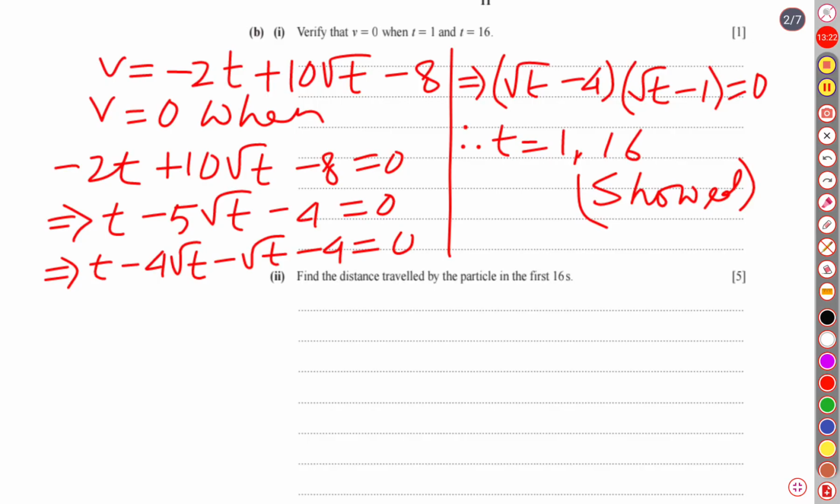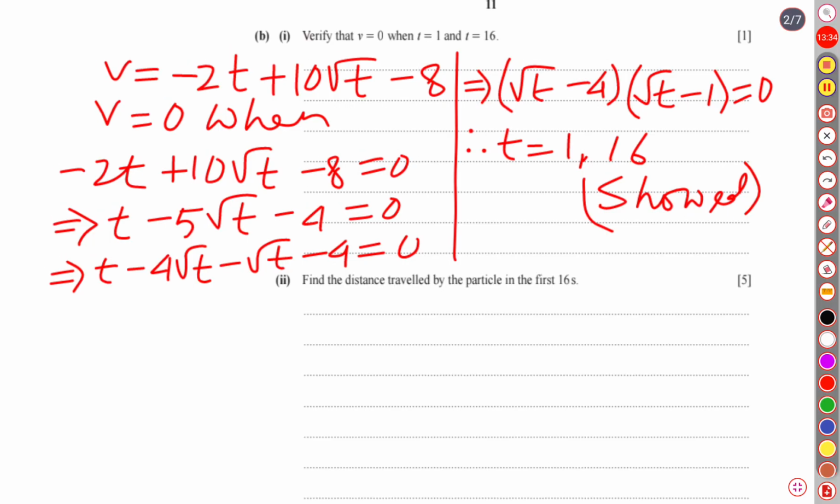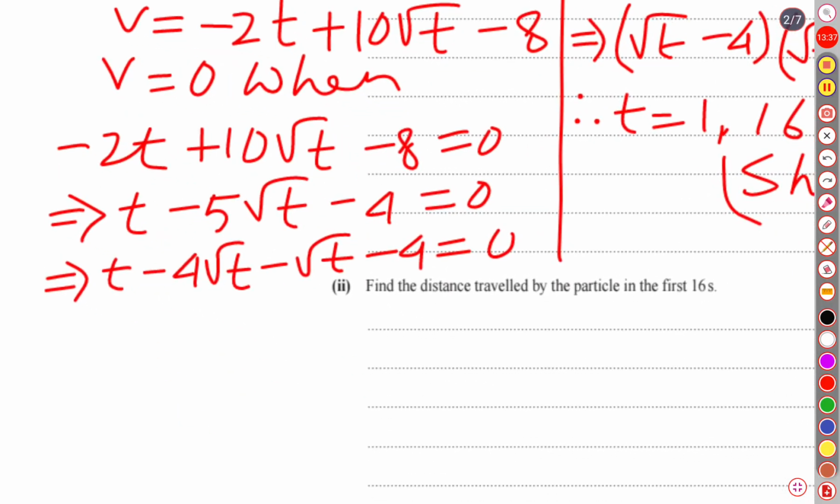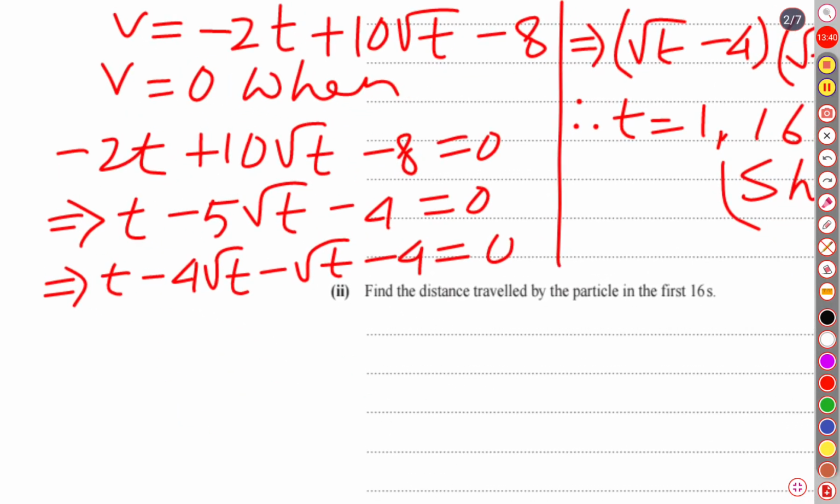Question number C says that find the distance traveled by the particle in the first 16 seconds. Okay, for solving such a question, first of all, we will have to sketch the figure. Let me change the ink. The original expression for velocity was this one. Now let us draw the velocity time graph.